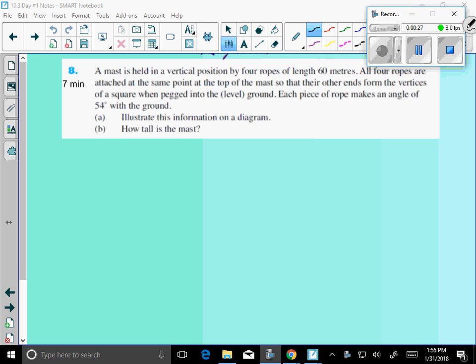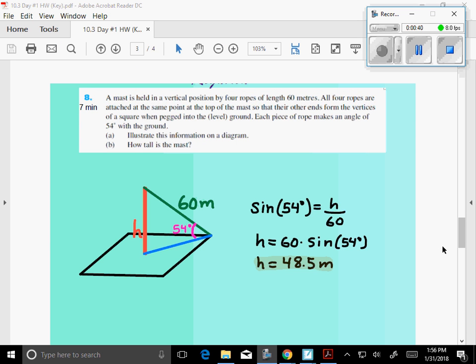Oh, okay. How tall is the mast? Okay, this is going to take me a while to sketch. So are you okay if I pull up the answer key and then explain from there? Okay, perfect. Pause. All right, so here we go.